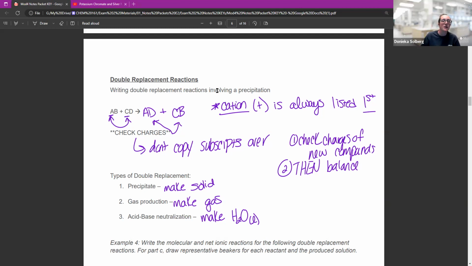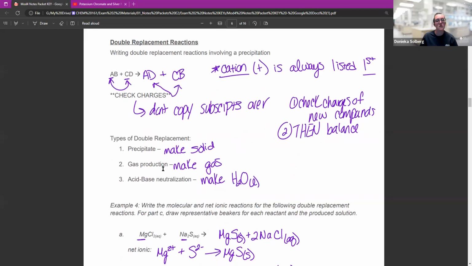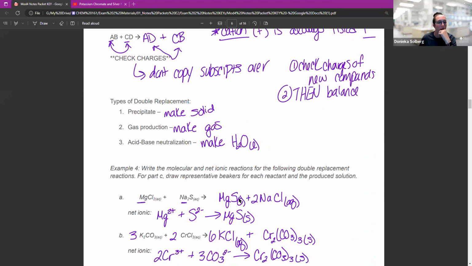Okay, so we've been talking about precipitation reactions. There are actually 3 different types of double replacement reactions. You could make a precipitate, which is what we have been doing and talking about. You could also make a gas, or you can neutralize and make water. That's what happens in acid-base reactions most of the time. So we had been looking at making solids above.